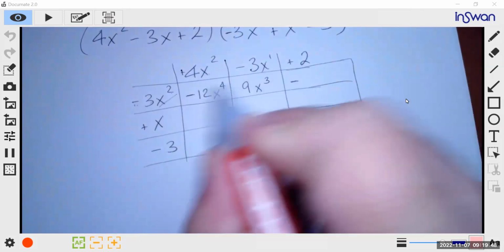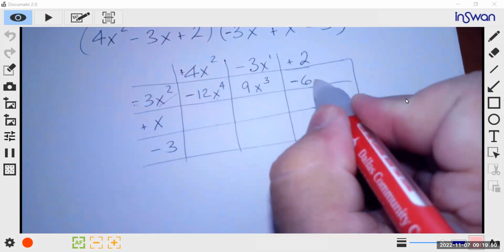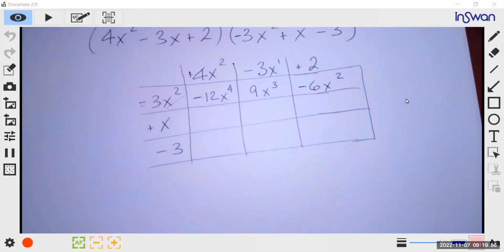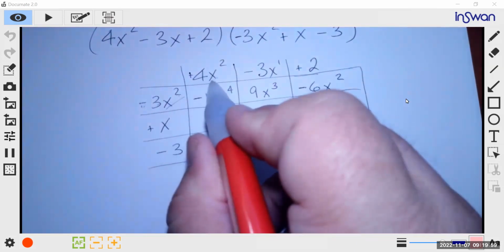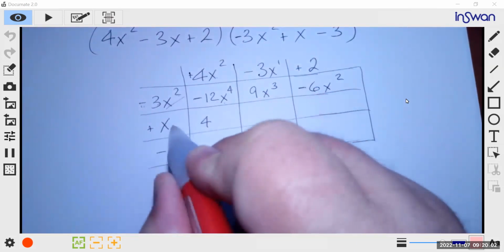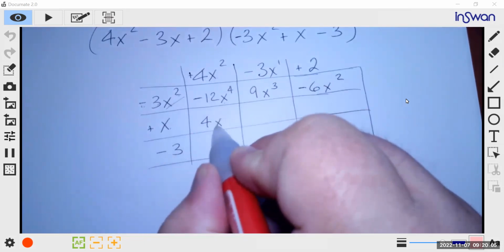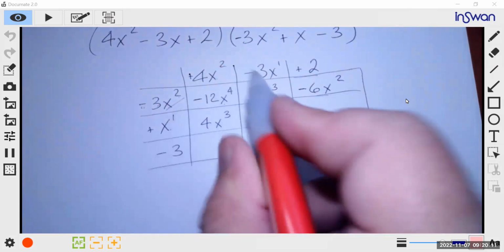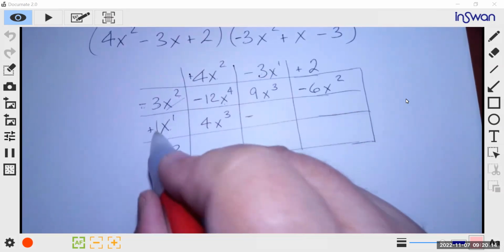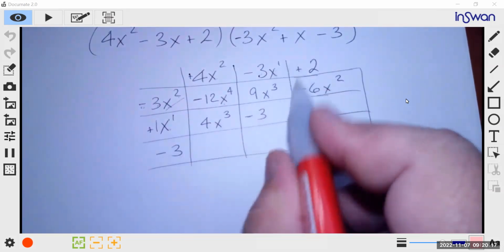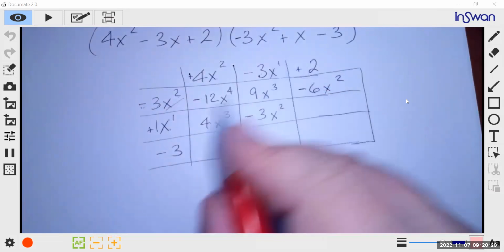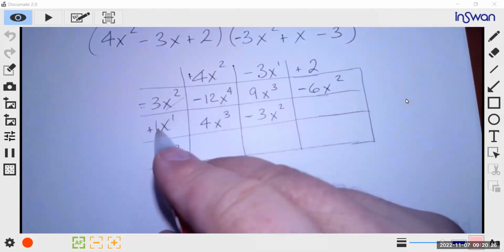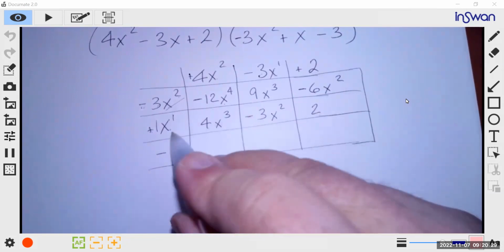Negative times positive is negative. 3 times 2 is 6 times x squared. That's x squared. Positive is positive. 4 times 1 is 4. X times x squared. There's 2 x's there, 1 x there, so it's 3 x's. Positive times negative is negative. 3 times 1 is 3. X times x is x squared. Add the exponents, 1 plus 1 is 2. Positive times positive is positive. 1 times 2 is 2. X.